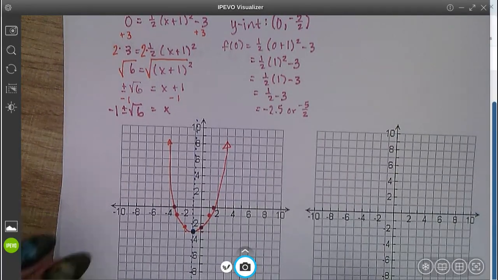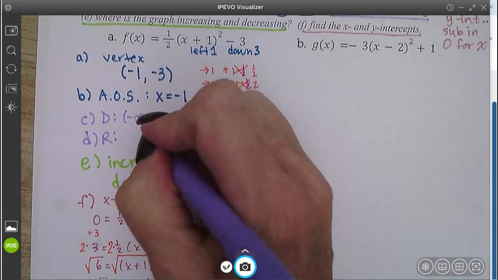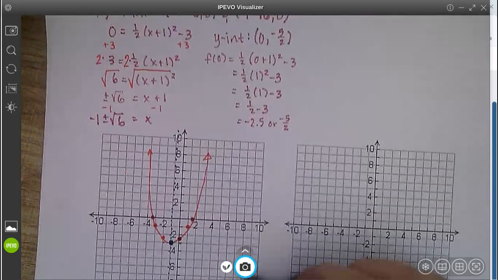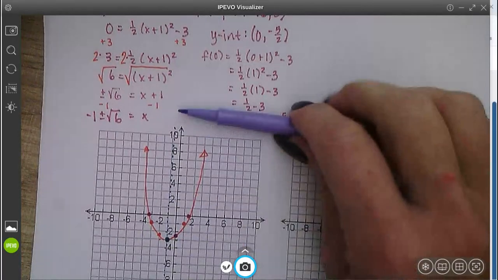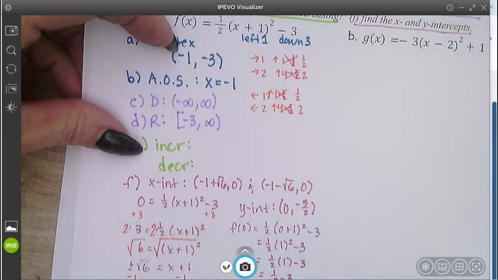So now I can use that parabola to answer my domain and range. Domain, well, we already know every parabola has a domain of negative infinity to infinity. And the range, going bottom to top, the lowest y value is here at negative 3, and it goes to infinity. So the range is negative 3 to infinity.